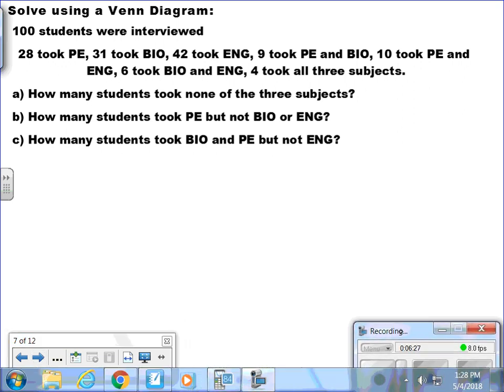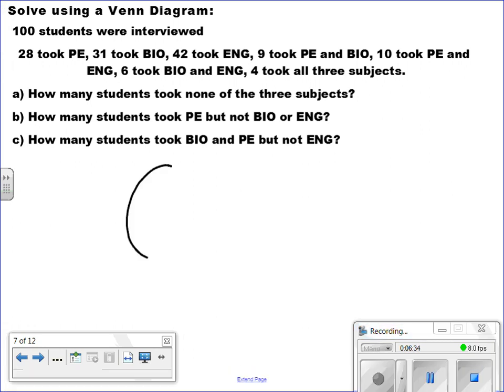So, what about our Venn diagram? 2 bubbles? 3 bubbles? 3 bubbles. So we're going to need 1 bubble. These are kind of hard to draw. You got to be careful. So 1 bubble is going to be our PE. 1 bubble is going to be our biology.